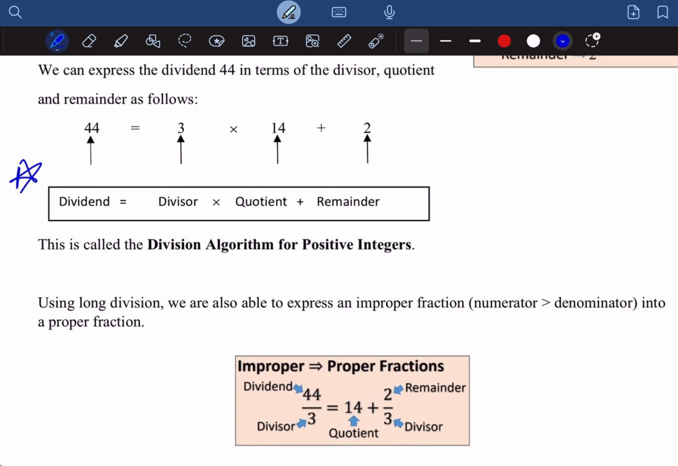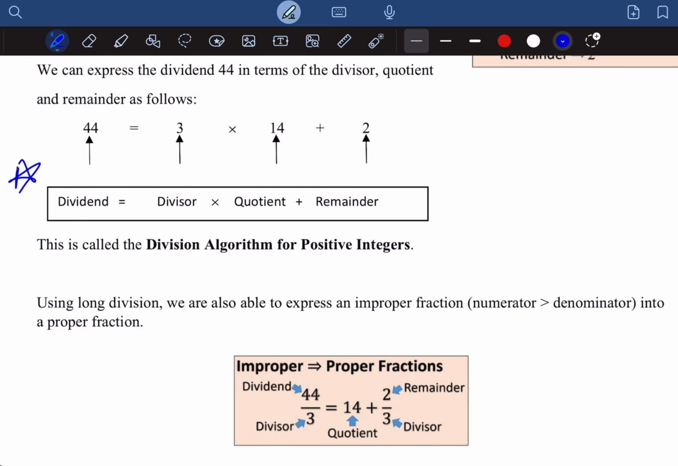This portion about long division, we can use it for making an improper fraction into a proper fraction, which will be made use of in partial fractions, the last topic of this chapter. There will be one example later and we'll recap this again. Okay, how this proper and improper comes about.